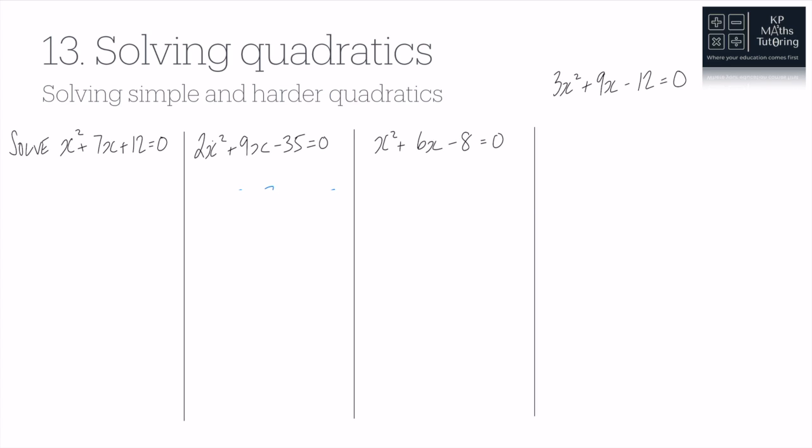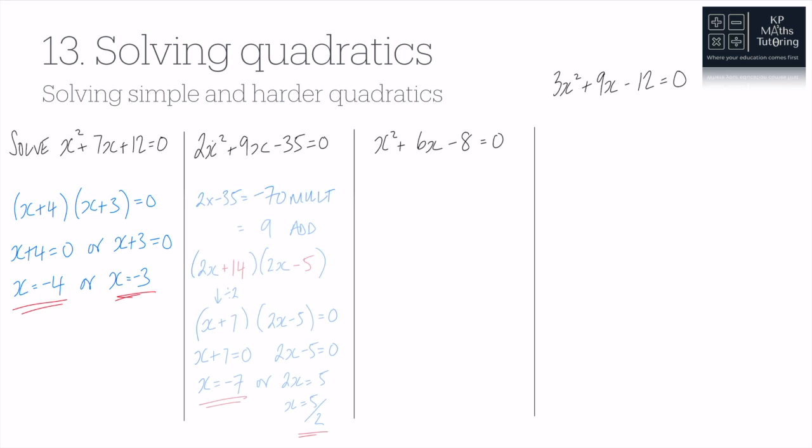Again, for higher mainly, the first one here could be on foundation as well, but for higher mainly, solving quadratics. Factorise it: add to 7, multiplied to 12, is plus 4 and plus 3. One bracket equals 0, other bracket equals 0, minus 4, minus 3. You could also use your quadratic formula. You could complete the square.